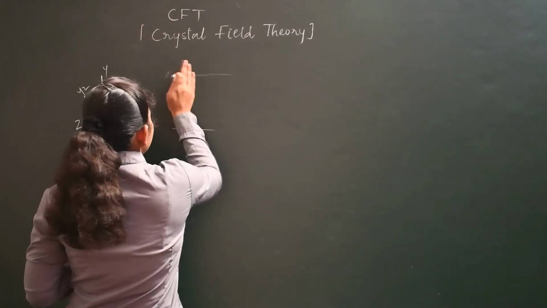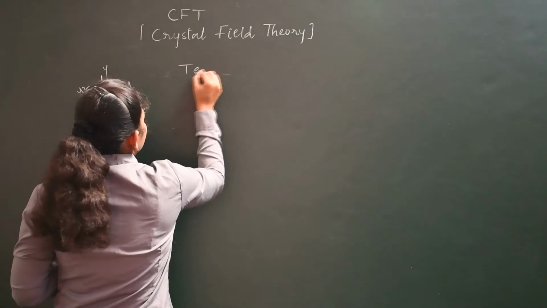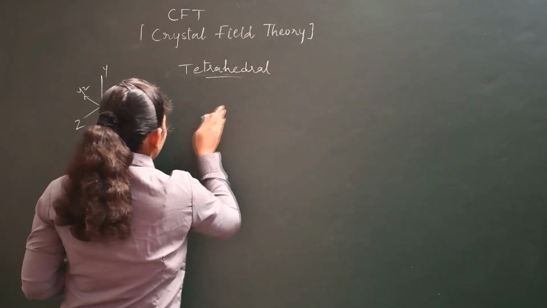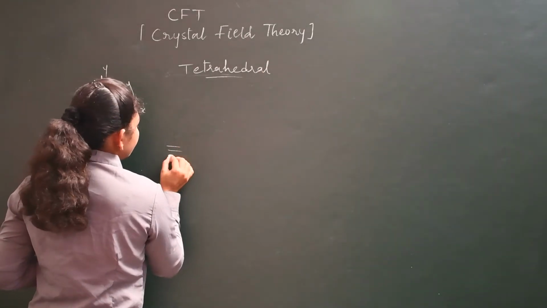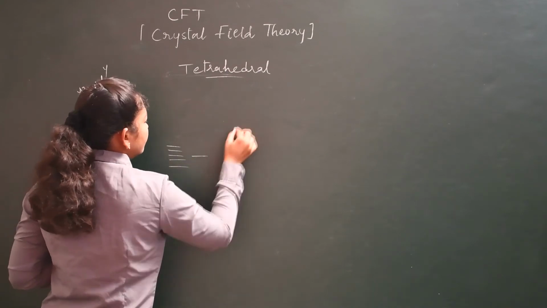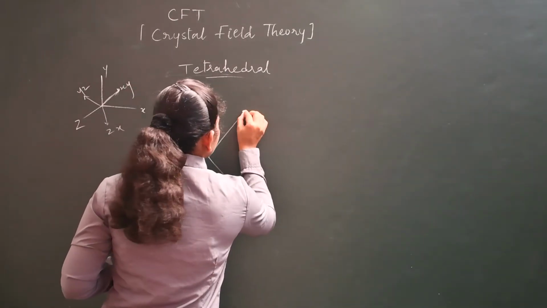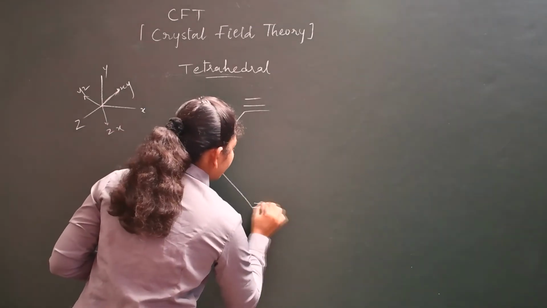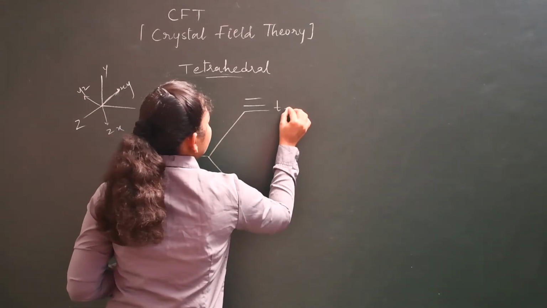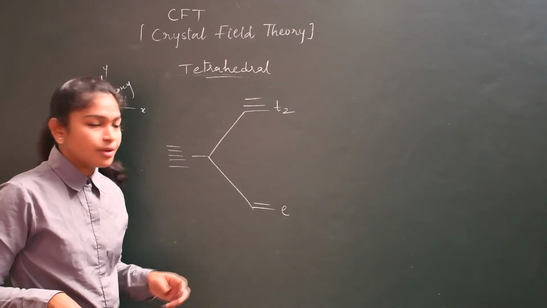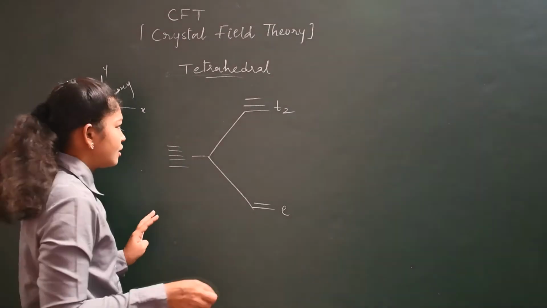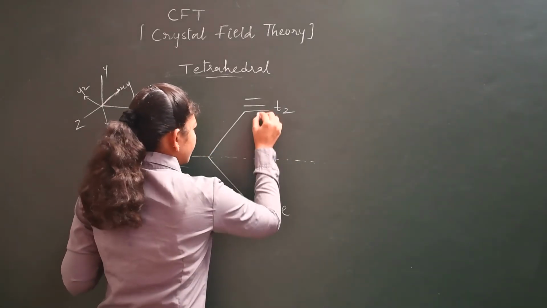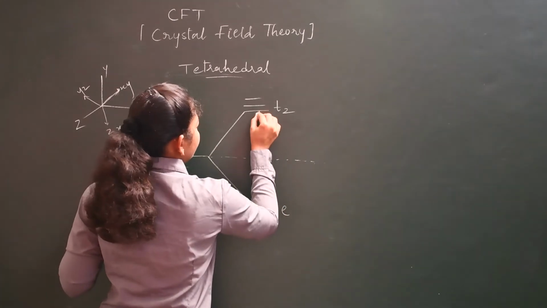So here in tetrahedral geometry, how will the splitting energy be? Of these 5 orbitals, 3 orbitals will go up and these 2 will be down. So it is E and T2. Here I am not writing g, because the symmetry center will not be there in tetrahedral. So that's why I am not writing g here. This is the energy barrier, and this is the splitting energy of tetrahedral.